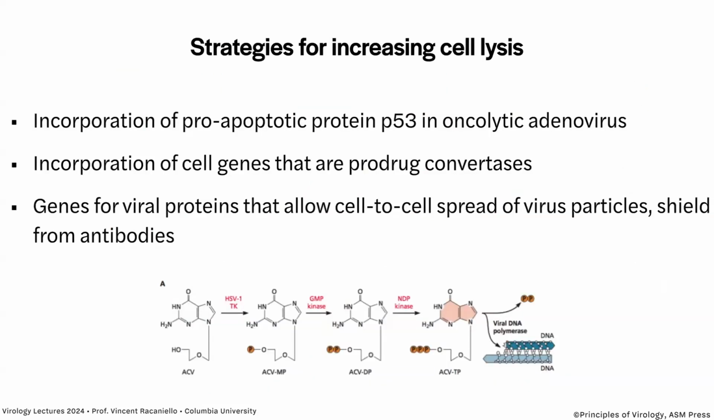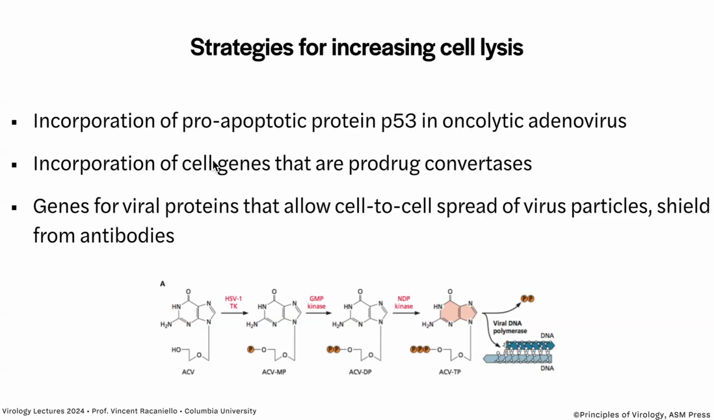Some other strategies. We can easily target oncolytic viruses to specific tumors, as I've just told you. But how do we increase lysis? There are a number of strategies. Well, one is to put P53 into adenoviruses, and that's a proapoptotic protein, if you remember. When P53 detects unscheduled DNA synthesis, it induces apoptosis. And so this is a strategy for killing tumor cells.